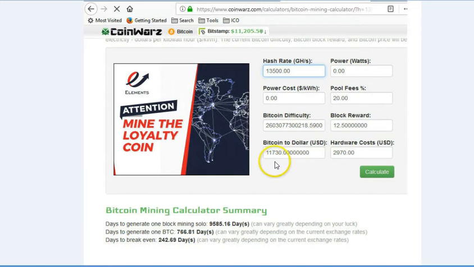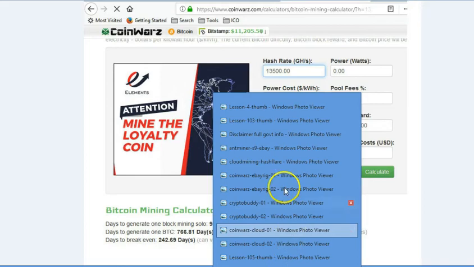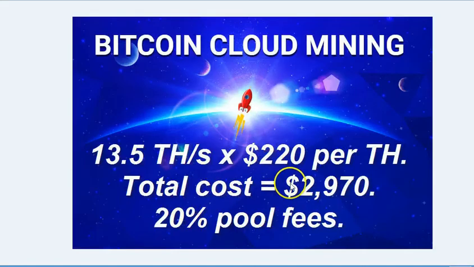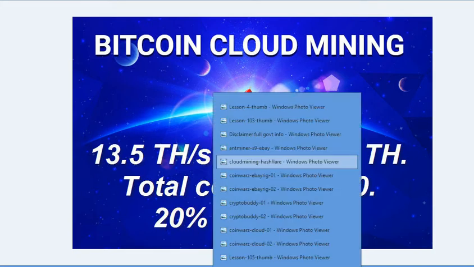So we can compare apples to apples, we're using the same Bitcoin to dollar ratio of 11,730. Now this one obviously goes up and down. And then the hardware cost is what we pay for that one. If you remember up here, it costs us 2,970, and that number comes from 13.5 terahash times $220 per terahash. That will get you 2,970, and then the pool fees again averaging 20%.